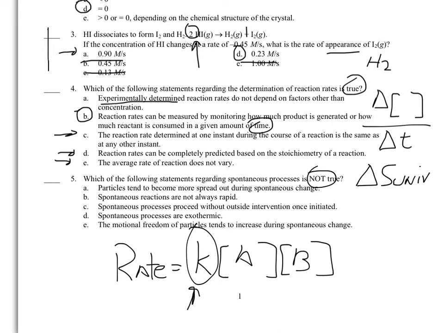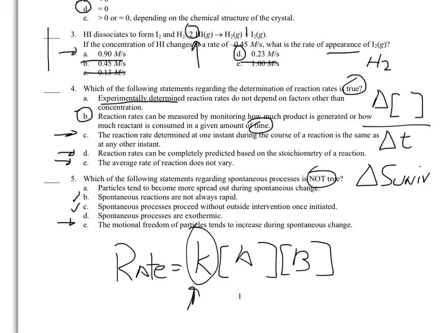B, spontaneous reactions are not always rapid. My car has been spontaneously rusting for the last 15 years. It's a very slow process, thankfully, so I don't need to buy a car every new year. But it is a slow, spontaneous process. C, the definition of spontaneous process is one that proceeds without outside intervention. And so that is true also. D is the correct answer.